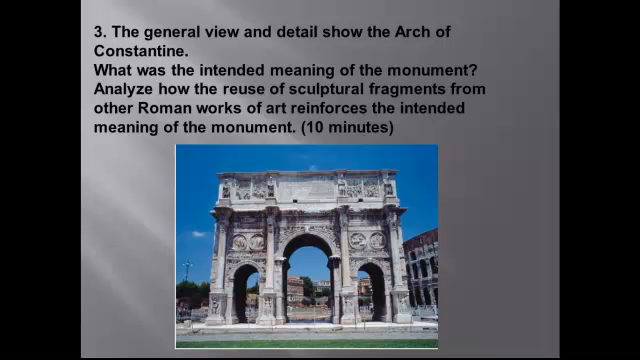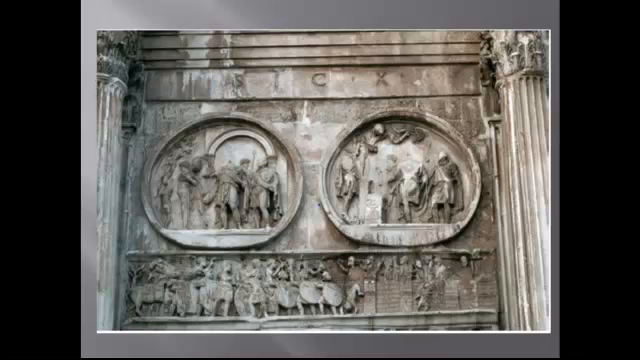I didn't actually include that in my vocabulary review. I should have. So here's the detail that was included. The inner medallions are from a monument to Hadrian, showing him hunting a lion and offering a sacrifice to the gods. Hadrian was considered to be a good emperor, so Constantine was riding on his coattails.